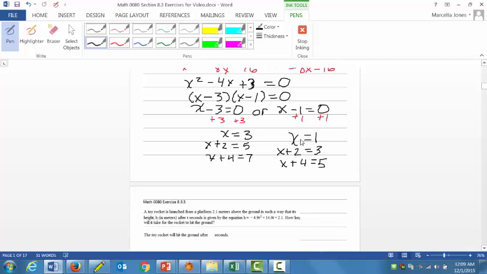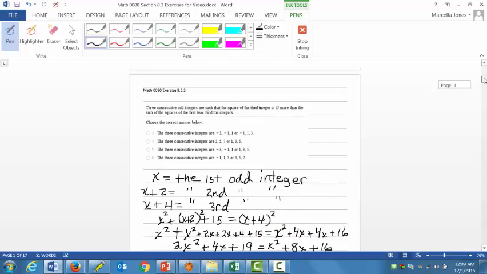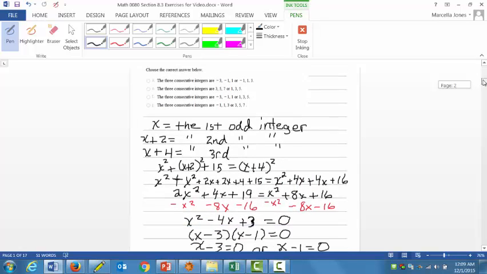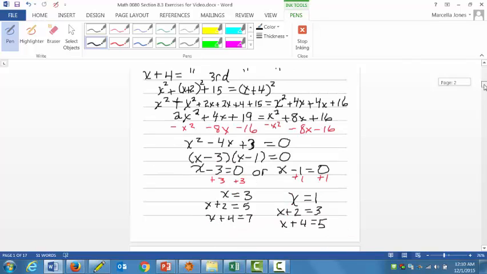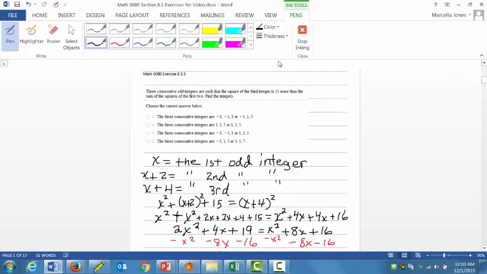So when we look at the answer choices, we see that, as we said, the integers are either 3, 5, 7 or 1, 3, 5. And that would be the second choice here. And that's our final result.